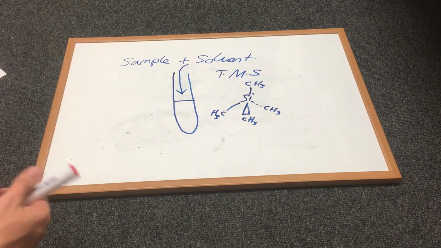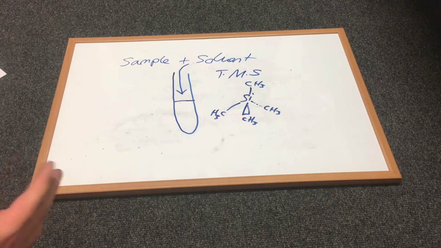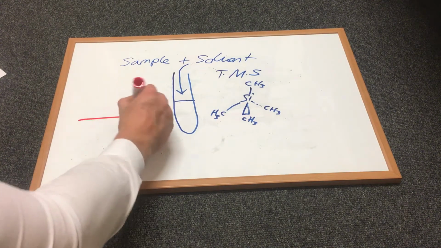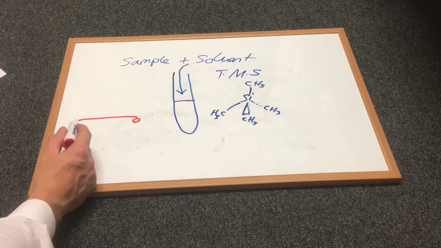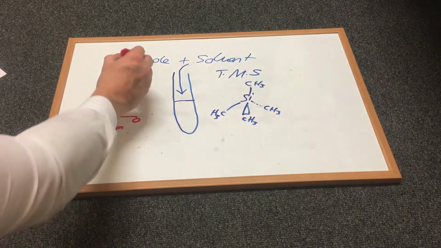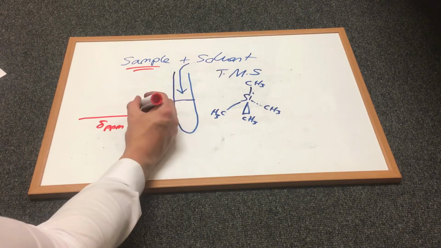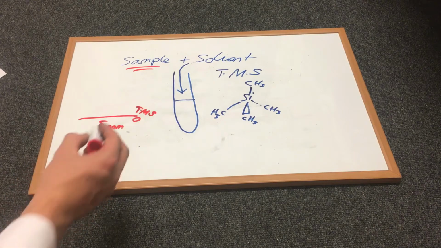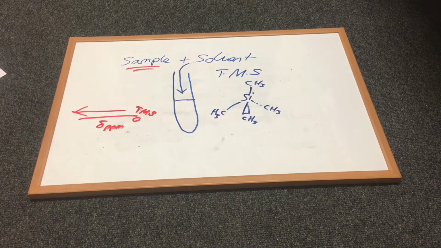Why is TMS used? TMS is used because it requires the most amount of energy to flip the spin state, so it can be used as a standard. So when we have our spectra, it gives us 0 on the right, this is the most amount of energy, and then anything else, like our sample, will be to the left of that TMS value, because less energy is required to flip the spin, so we'll get values to the left of the TMS value.